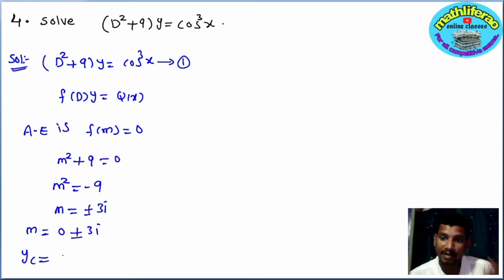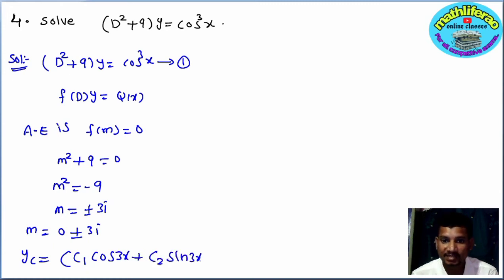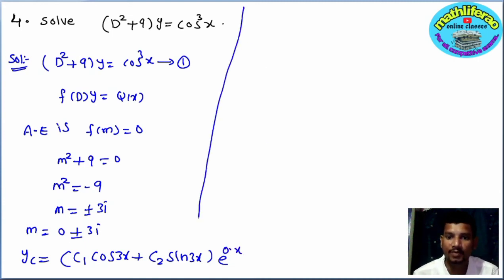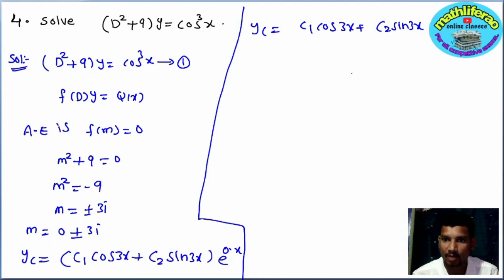e power ax. E power ax means e power 0x, and e power 0x means 1. So we have 1 into (c1 cos bx plus c2 sin bx). The bx value here is 3x, since b is 3. So we have the complementary function yc equal to c1 cos 3x plus c2 sin 3x. Okay, this is the complementary function.